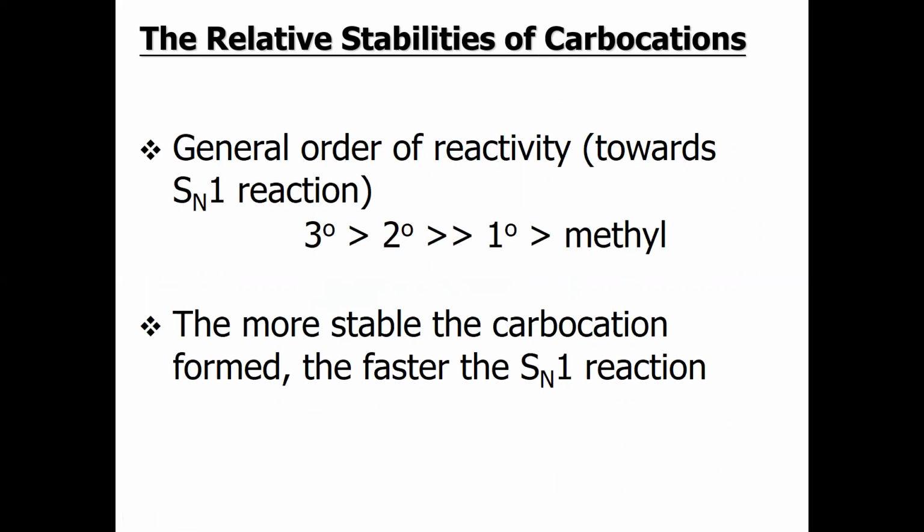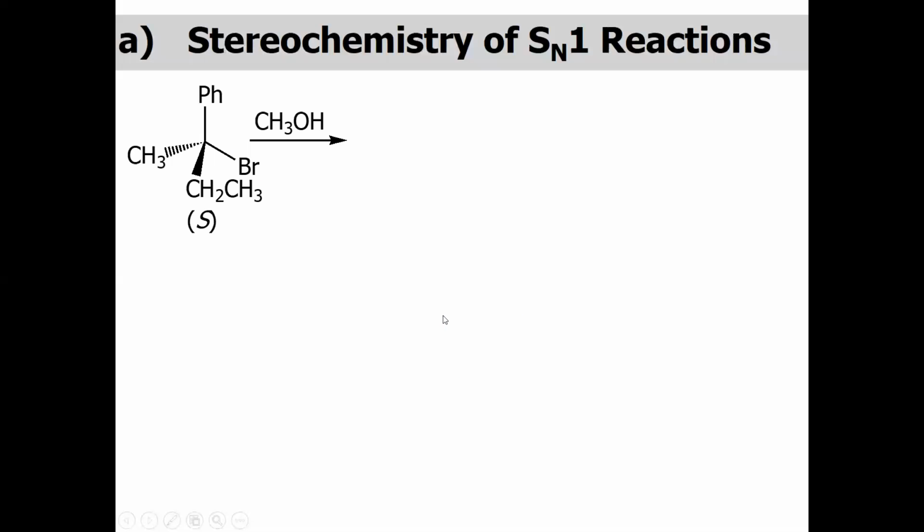Okay, now the SN1 reaction generally favors 3-degree alkyl halides. Why does it favor 3-degree alkyl halides? Because in a 3-degree alkyl halide, a 3-degree carbocation is generated. And we have discussed already in case of carbocations, this is the stability order of carbocations. 3-degree is the most stable and methyl is the least stable carbocation. And the more stable the carbocation formed, the faster the SN1 reaction will occur.